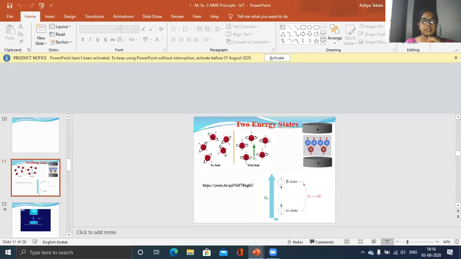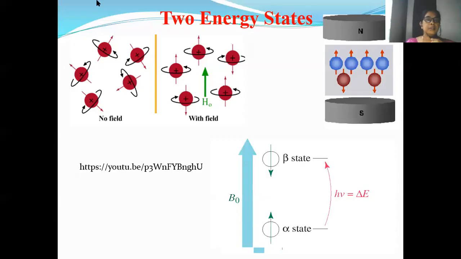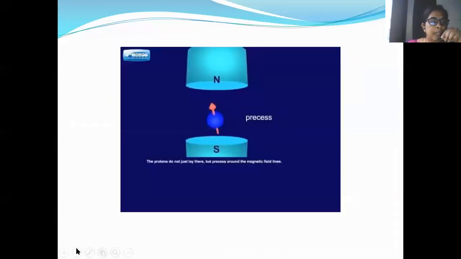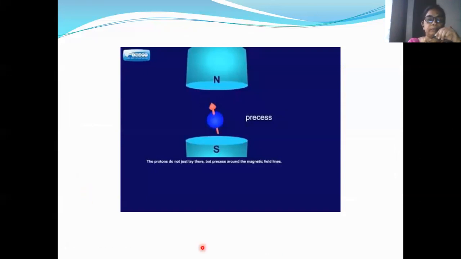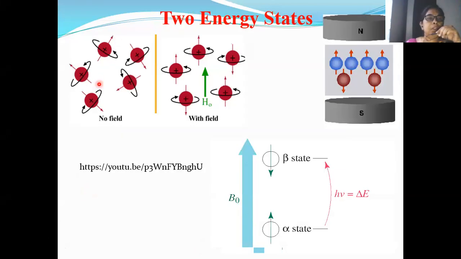Yesterday we have seen what happens to the nuclei if they are present in absence of the magnetic field and if they are present in presence of a magnetic field. Check this case where the nuclei are present in absence of magnetic field. They spin in random directions, random orientations, and all are spinning in different ways.